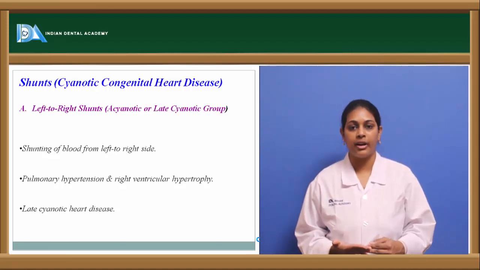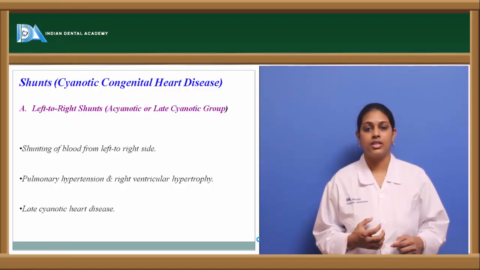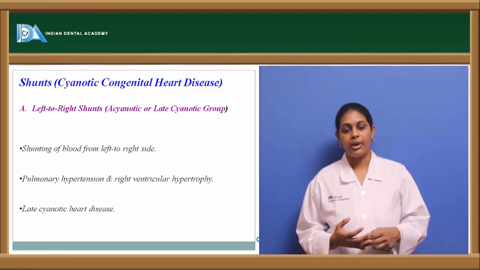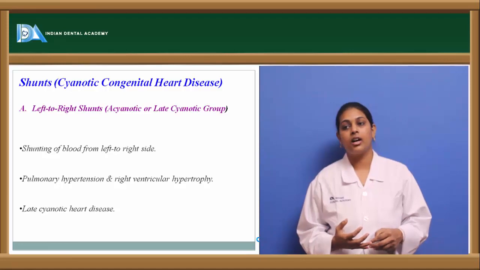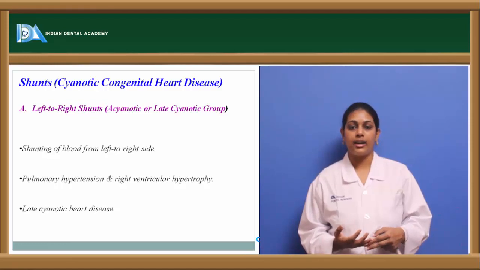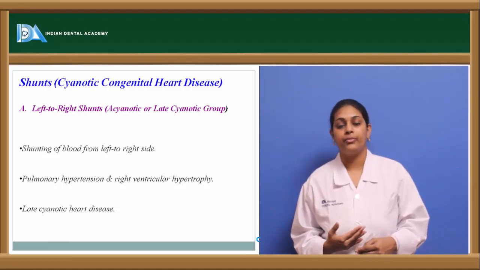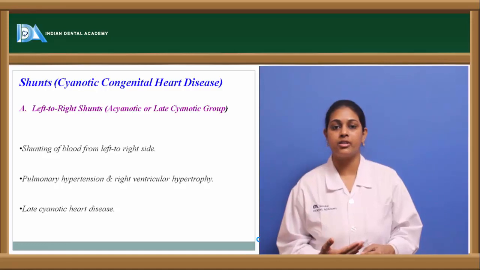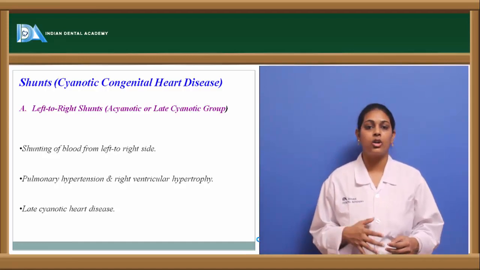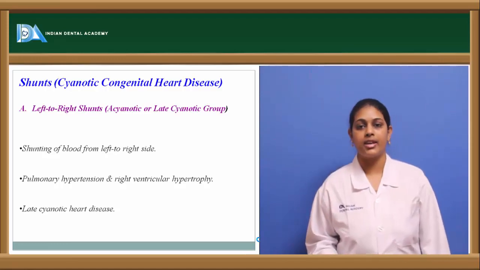This pulmonary hypertension in turn causes right ventricular hypertrophy, that is, the right side ventricle seems to enlarge in size. Since it carries much oxygenated blood itself, this might not result in cyanosis. Rather, it can result in late cyanotic heart disease, that is, if the blood is more poorly oxygenated, it might result in cyanosis. But since the blood is shunted, that is, there is movement of blood from left to right itself, it is oxygenated blood, and it does not result in cyanosis. So it is known as the acyanotic, otherwise late cyanotic group.